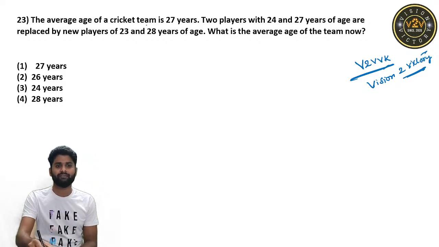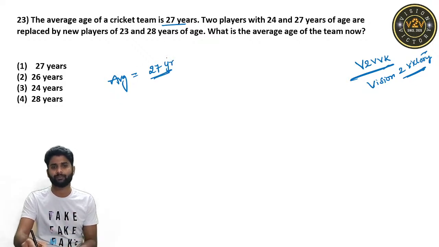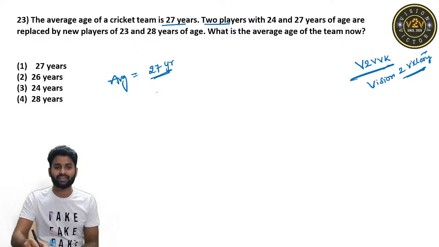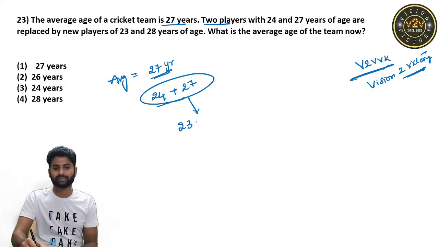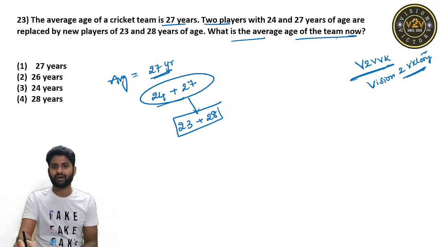Now see, the average age of a cricket team is 27 years, and we don't know the strength. Let us take N people. The two players with the ages 24 and 27 are replaced with the ages 23 and 28. Now the question: what is the average age of the team?